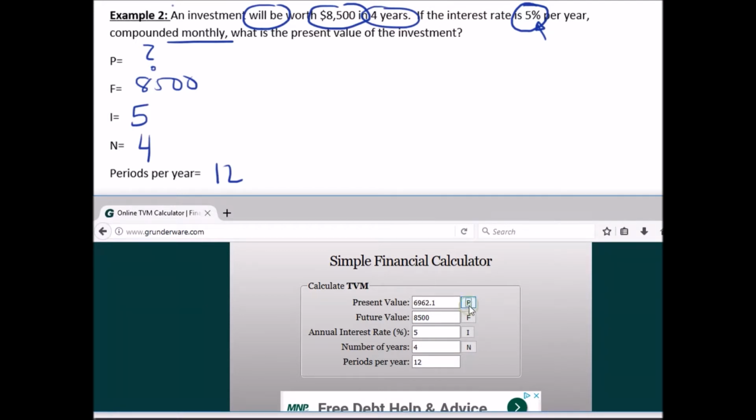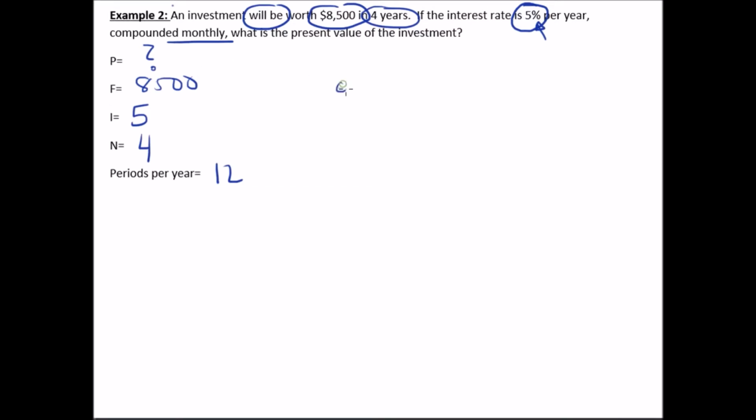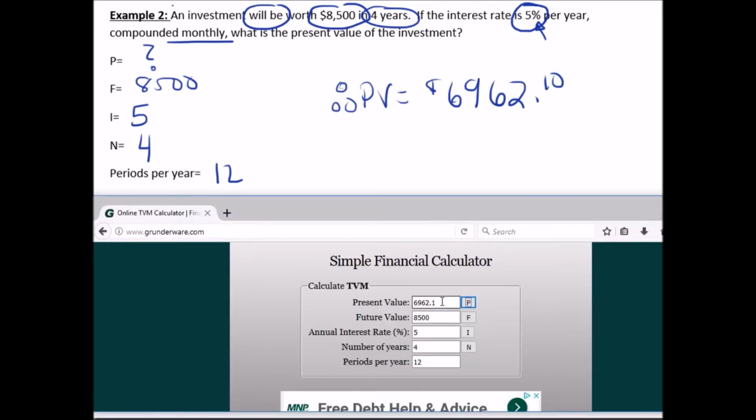Okay, let's click on the P: 6962.10. Therefore, the present value equals $6962.10. Let's just double check. Yes.